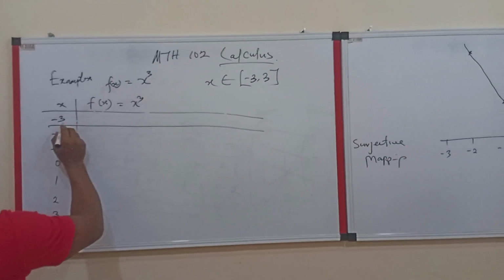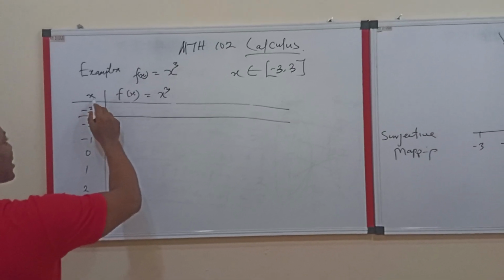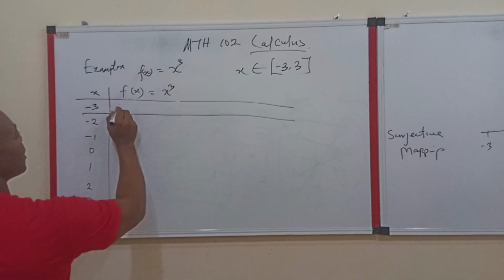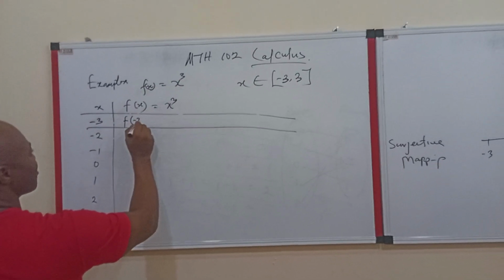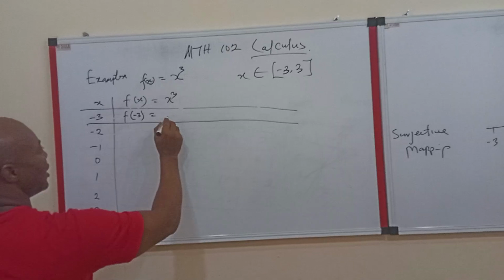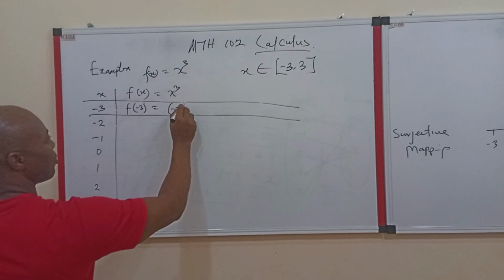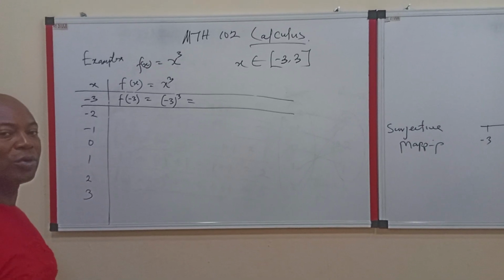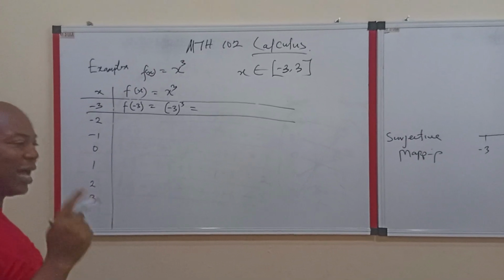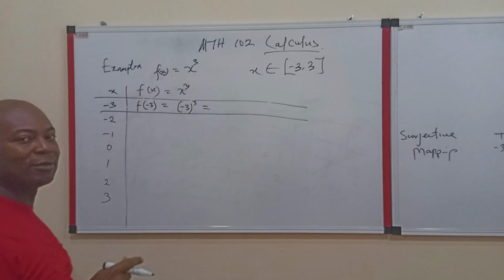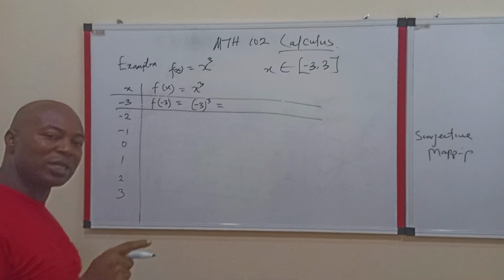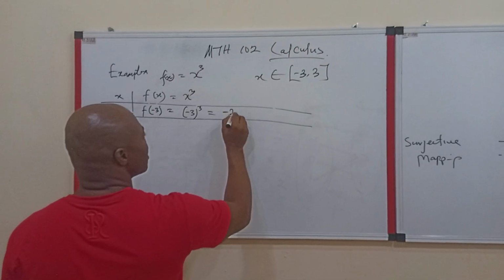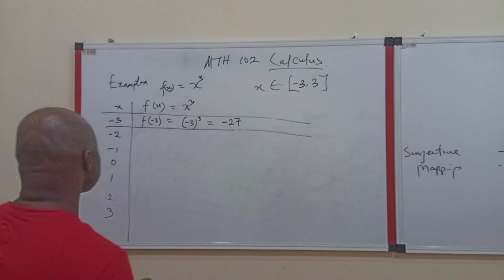Now, when x takes minus 3, what happens to the other side? As we did before, when x takes minus 3, what happens here? This one will be minus 3 raised to power 3. So that will be minus 3 times minus 3, which gives you 9. Now 9 times minus 3 again will give you minus 27.